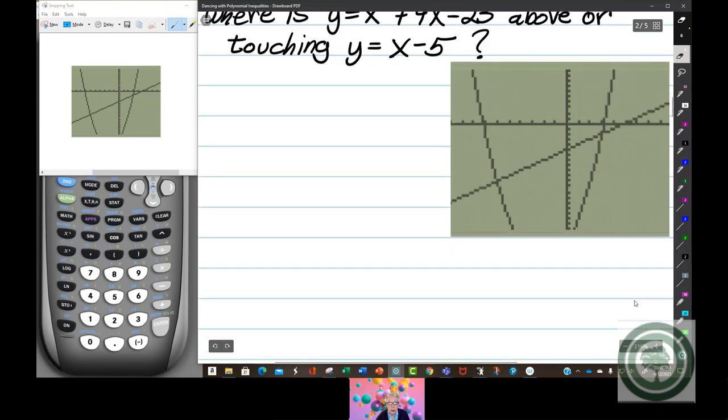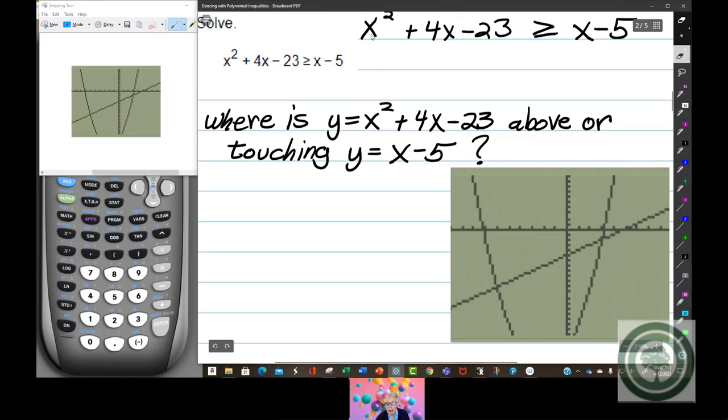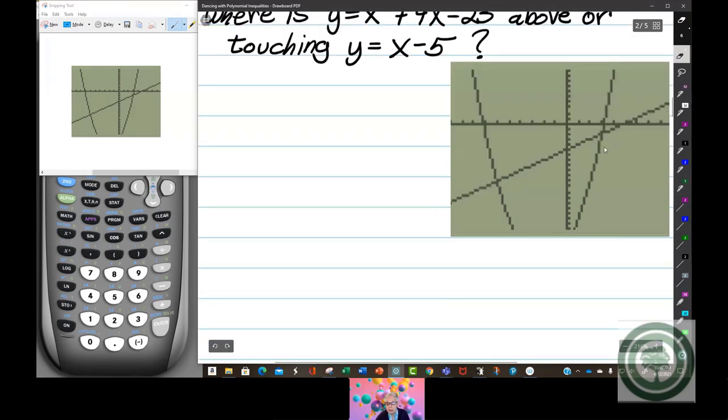Okay, let's draw a picture of where x squared plus 4x minus 23, which is a parabola, is above or touching x minus 5. Now here's the line y equals x minus 5. Here's the parabola y equals x squared, blah, blah, blah. Okay, here's where they're touching. And here is where the parabola is above the line.